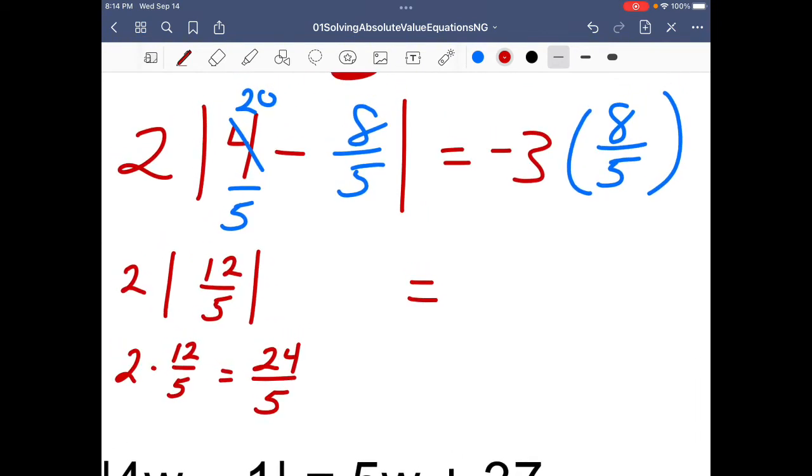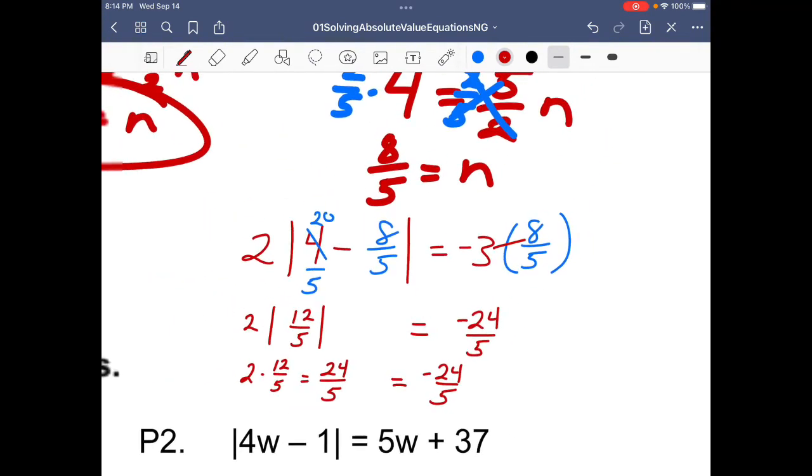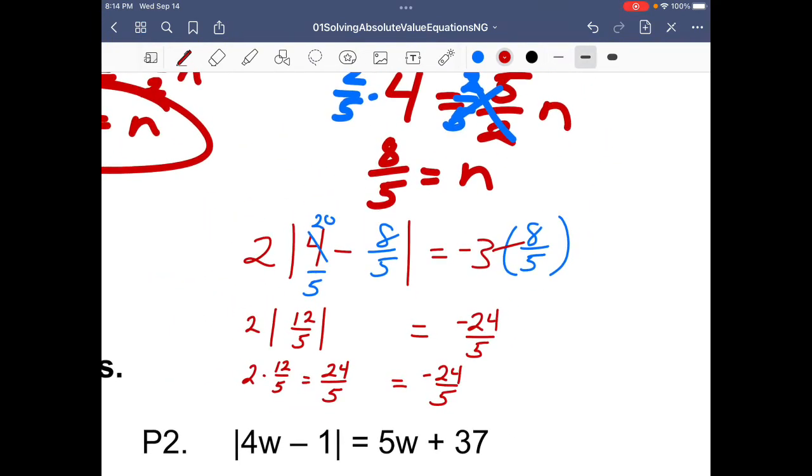Look at this side of the equation. -3 times 8/5. You just multiply -3 times 8. That gives you -24/5. Wait a minute. I got 24/5 and -24/5. See, that's not good. That's not true. That's because this 8/5 answer is actually extraneous. It's not technically an answer.